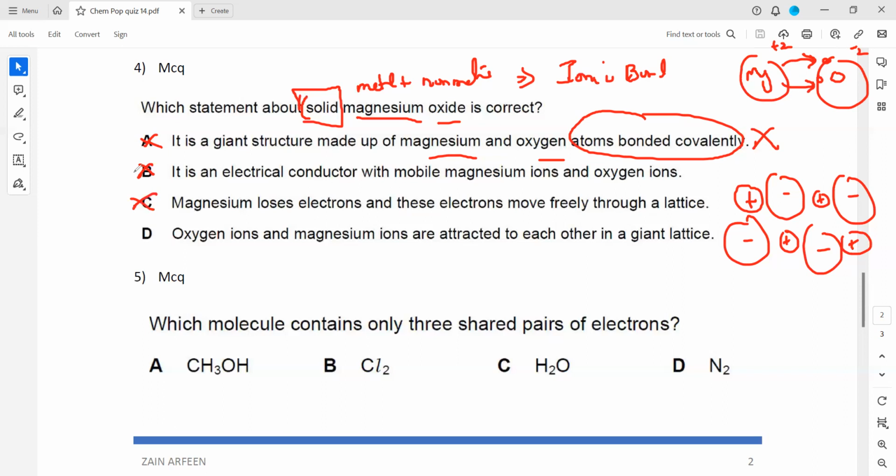In terms of this one, statement C is correct if the question was about magnesium only. But this is not about magnesium. It is about magnesium oxide. That's why statement C is also wrong.